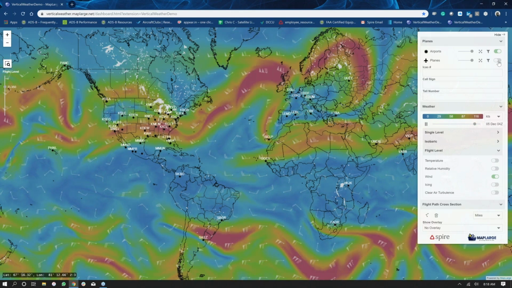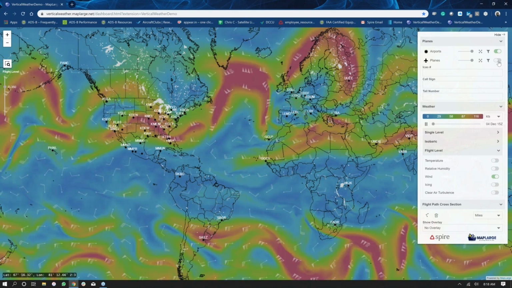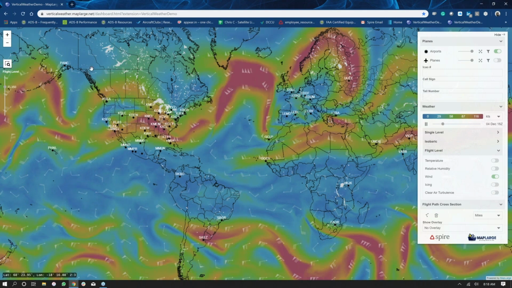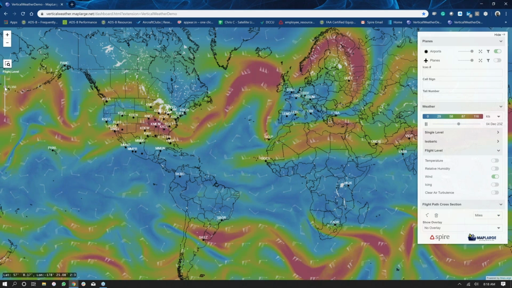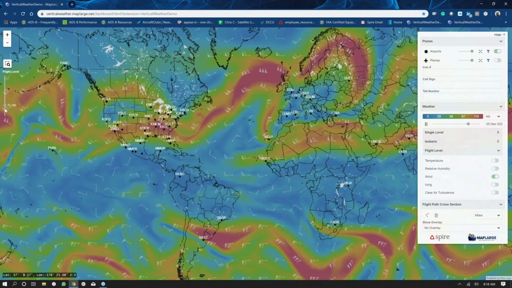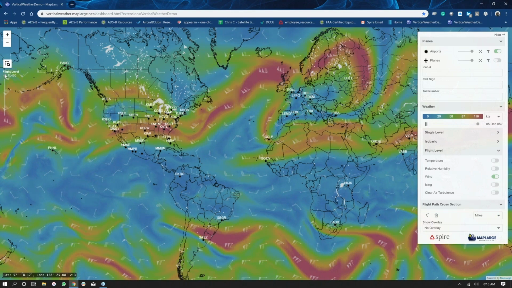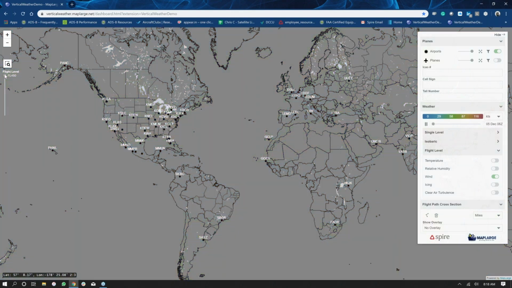Let's run through a few functions here. So what we're looking at here is an altitude scale bar that allows us to pick any altitude from 10,000 feet to 45,000 feet, which is usually the ability to track aircraft in their flight levels on a specific flight.